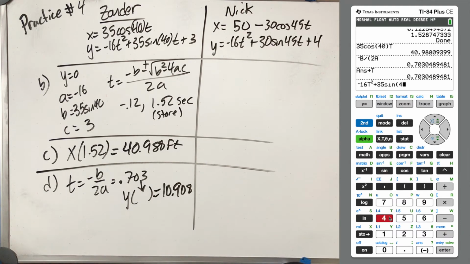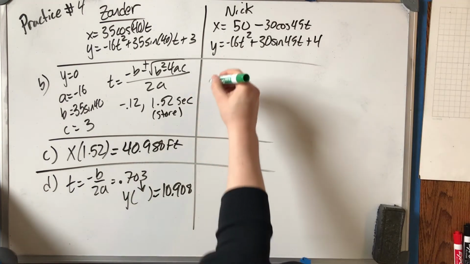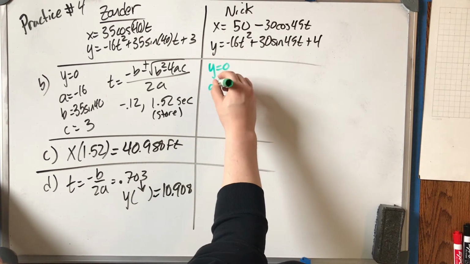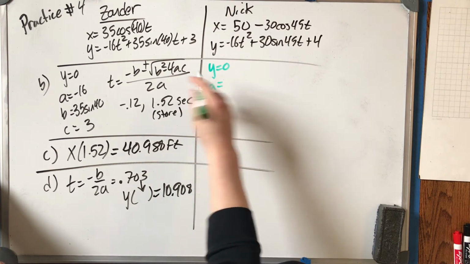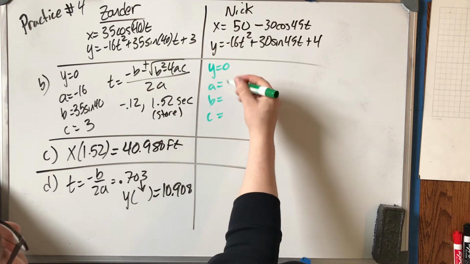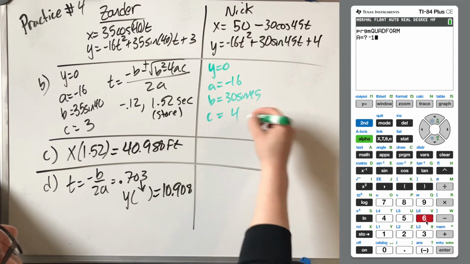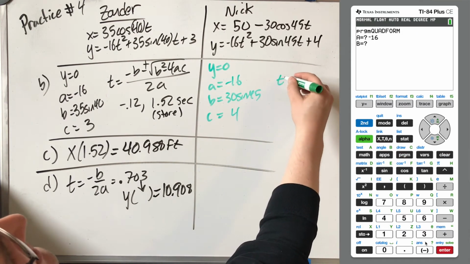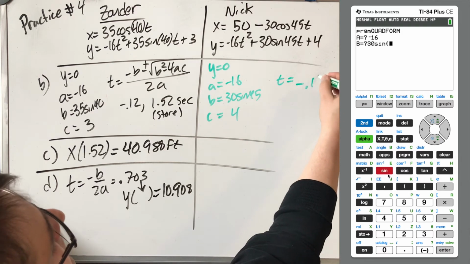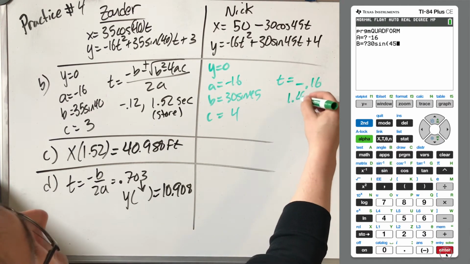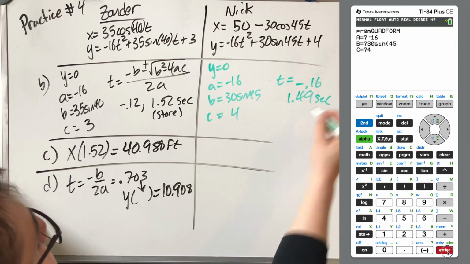So now that I've finished up all of that stuff with Xander, we can jump back over to Nicholas. Want to figure out what his max height is. So again, y equals 0. I have to write down what a, b, and c are. I'm not going to bother rewriting the quadratic formula, though. So there we go, 4. And I'm going to get that t could either equal negative 0.16 or 1.49 seconds.